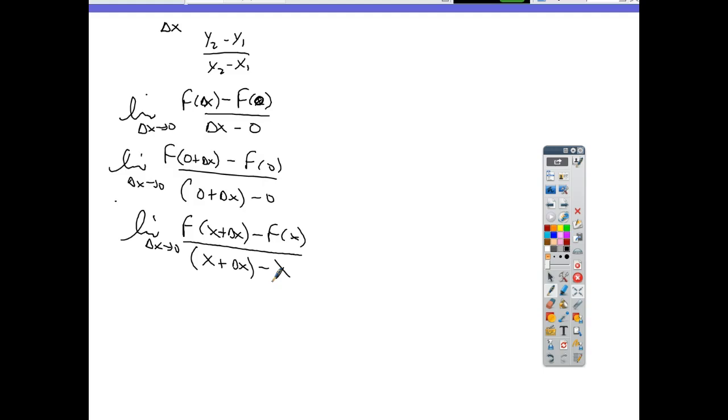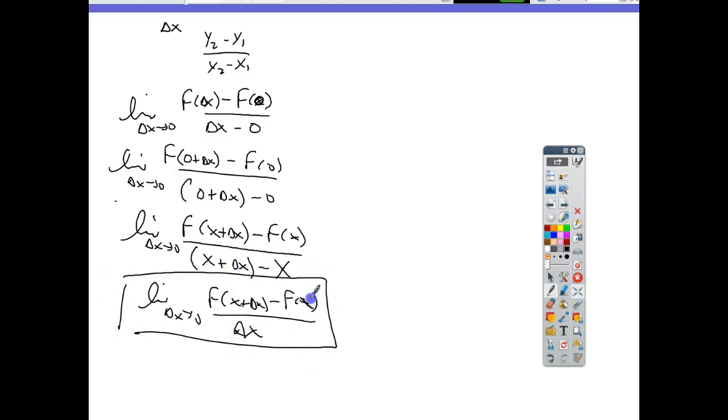Now, one thing just to clean this up, this will work for any value of x, right? Not just 0, not just 2. Any value of x I pick. One thing to clean this up, though, isn't x minus delta x always going to go away? So isn't the limit as delta x approaches 0, f of x plus delta x minus f of x all over delta x? This is what the slope is for any value of x. That's our new formula. That is called the formal definition of a derivative.